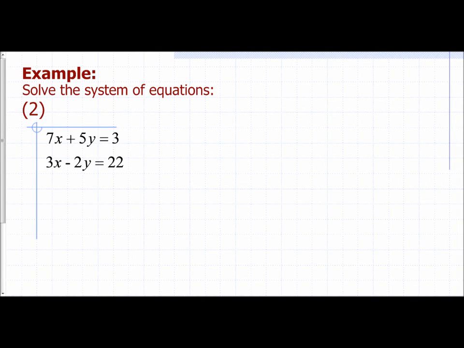In this video, we're going to look at another example of how to solve a system of equations by using inverse matrices. So for this one, we have our system 7x plus 5y equals 3 and 3x minus 2y equals 22. Notice it's not set up as a matrix yet. And so our first step for this is going to be set up our matrix equation.